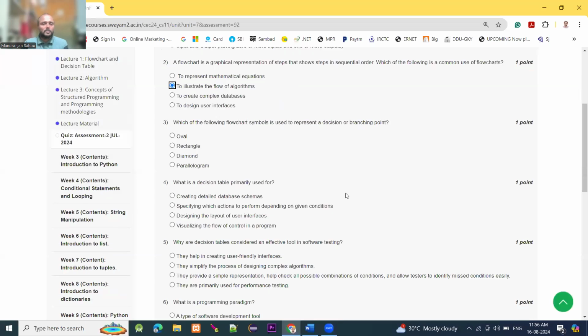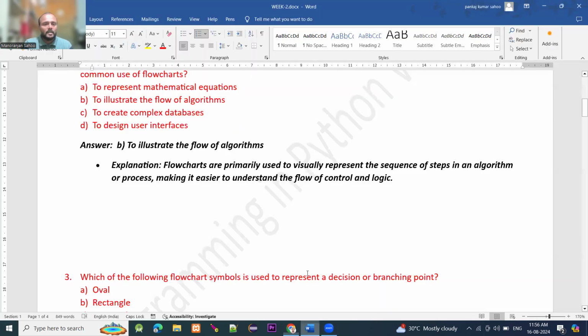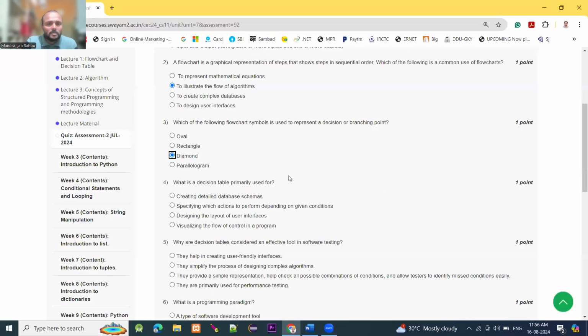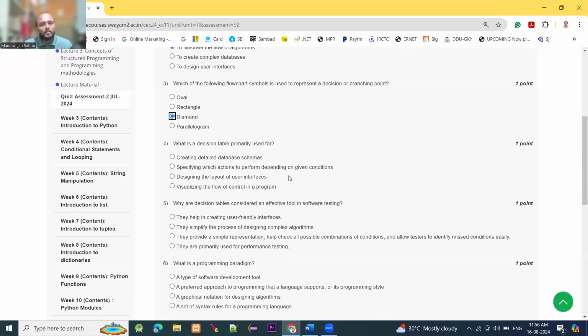Moving to question number 3, which of the following flowchart symbols is used to represent decision branching points? We may take the diamond symbol here, because a diamond symbol is used to represent a decision point where a choice between two or more alternatives is made, leading to different branching in the flow. So diamond is the most appropriate answer, option C.